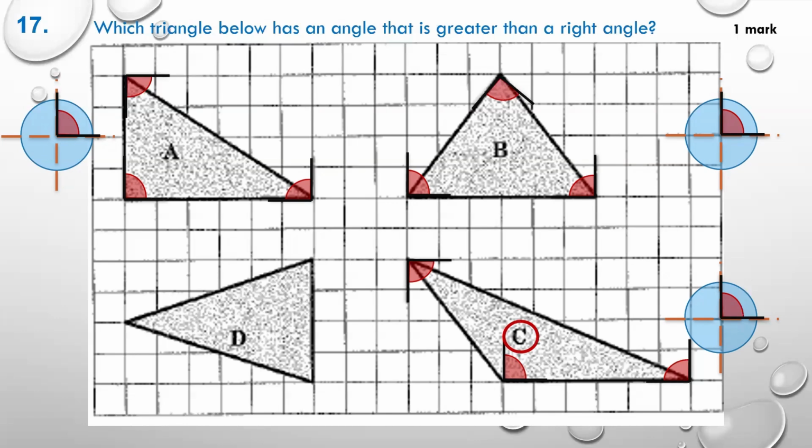And we could go through D as well, just to see it. So let's bring up the tester where we have our 90 degree. If we bring it across to the top right side and turn it, that angle up there is less than 90. Bring it down to the bottom there and we turn it again. Our angle there is less than 90. And our third angle here, we turn it, you're going to see it's also less than 90 degrees. As such, C is the only triangle with an angle greater than 90 degrees.